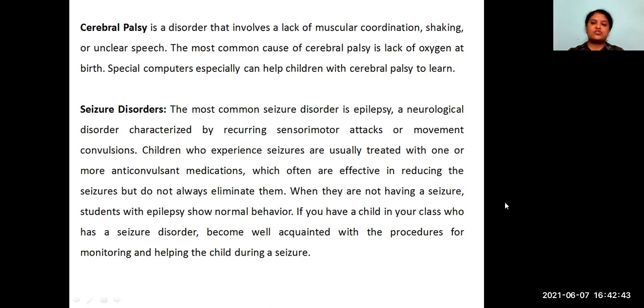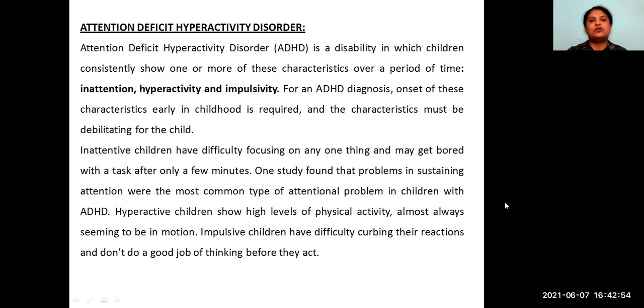If you have a child in your class who has a seizure disorder, become well acquainted with the procedures for monitoring and helping the child during a seizure. Moving on to attention deficit hyperactivity disorder. ADHD is a disability in which children show consistently one or more of these characteristics over a period of time, that is inattention, hyperactivity, and impulsivity.